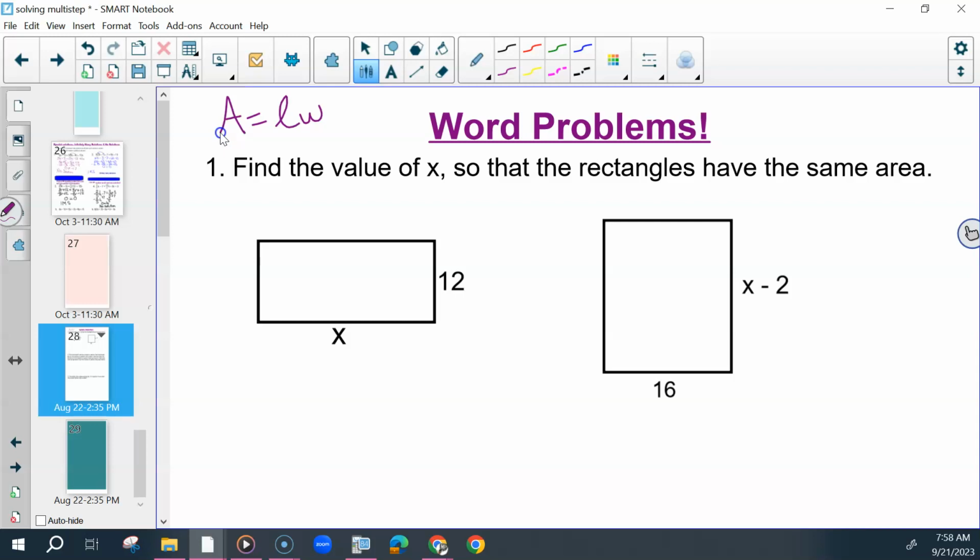But if they have the same area, what does that tell us? If I know the area is going to be the same, when I multiply these and when I multiply these, they're going to be the same. How could I write that as an equation?